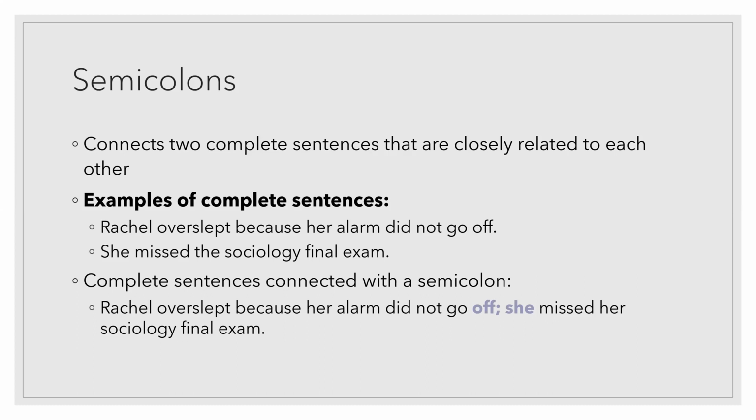You can see here that at the end of the first sentence, we have the semicolon. Then the second sentence begins, but the first letter of the word she is lowercase. So when you use a semicolon, you would not uppercase the first letter of the next word, which is a little bit different than using a period to separate sentences.